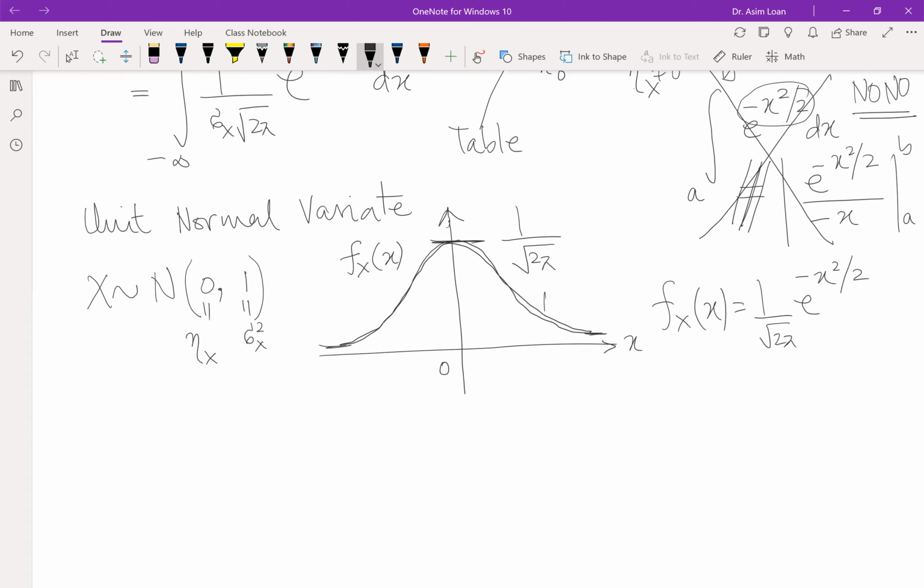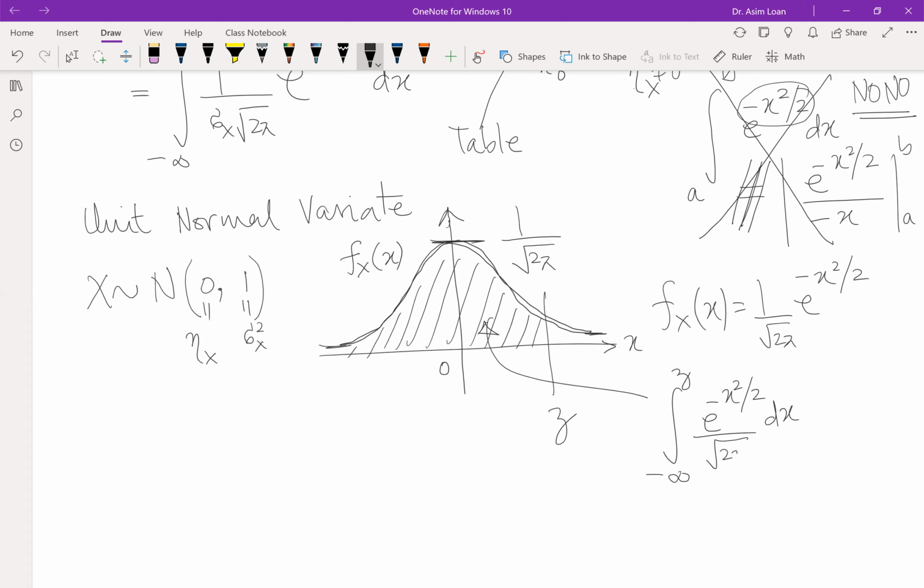So now if this is some z, and I want to find this area, then this area is the integral from minus infinity to z of e to the minus x squared over 2 dx, divided by root 2 pi. There are different functions. By definition, this is the distribution function up to the point z.